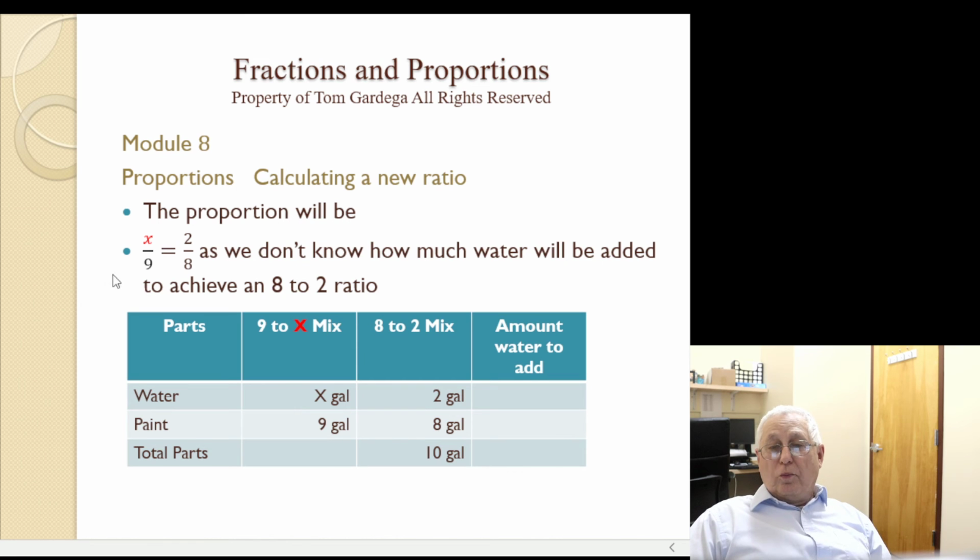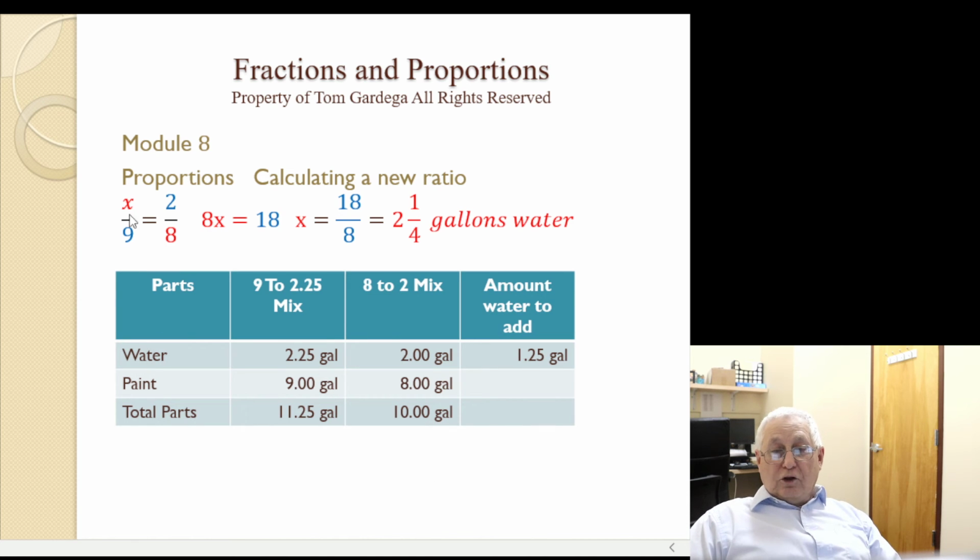The proportions will be x over 9, because this is the water quantity that we have to arrive at in order to get the ratio of 2-to-8 so that they're proportional. We have water, x gallon, paint, 9 gallons. We don't know what this total parts is here because we don't know x at this point, but we know that we want 2 gallons of water for 8 gallons of paint for 10 gallons total. So we're going to use proportions. We have 8x equals 9 times 2 is 18. 8x equals 18. x then equals 18 divided by 8.